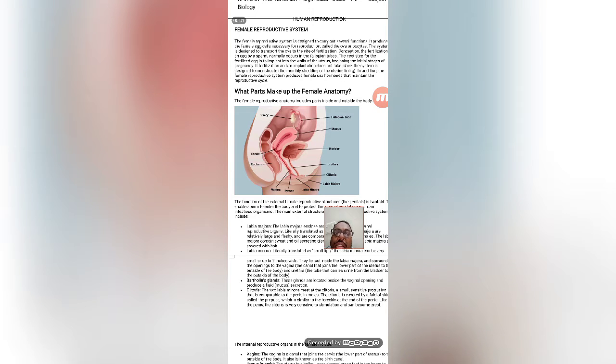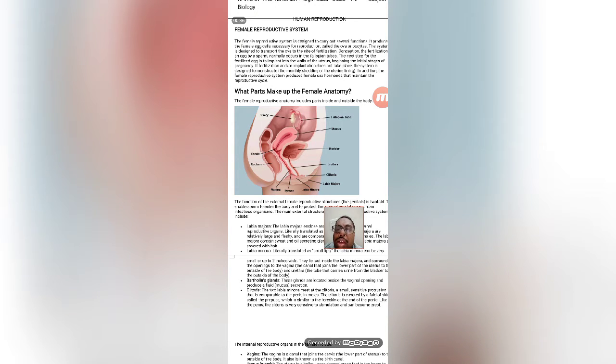Like last week, today we are going to discuss the female reproductive system. In the same way as we discussed the male reproductive system, we have to discuss its structures, functions, etc. Compared to the male reproductive system, the female is also having two parts, external and internal.